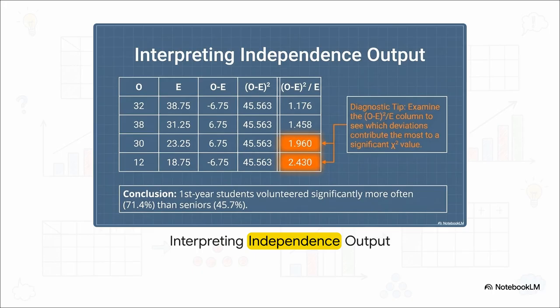You can actually examine that final calculation column, the squared discrepancies divided by expected values, to see exactly which specific deviations drove your significant result. The larger the number in that final column, the more that specific cell contributed to rejecting the null hypothesis. It's a great way to peek under the hood of your own data.